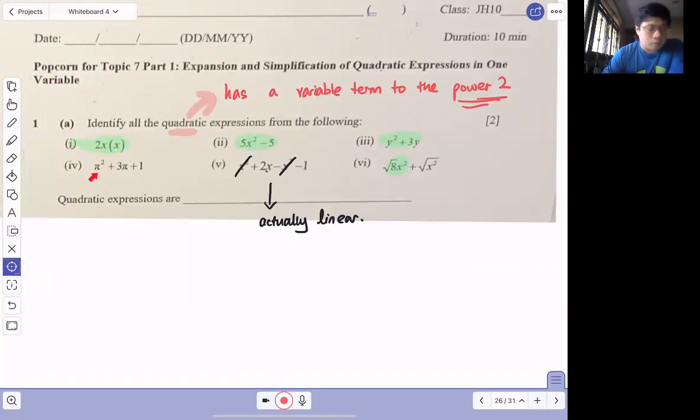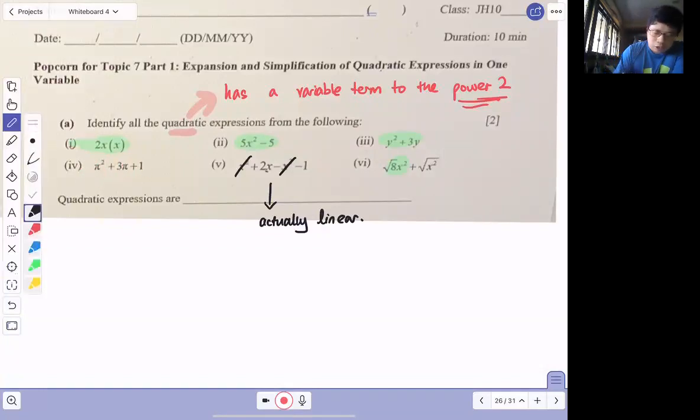For part 4, this is actually a constant. It is not a variable. That's why you can see that pi squared is actually a constant. This is not a quadratic expression. This is actually a constant.